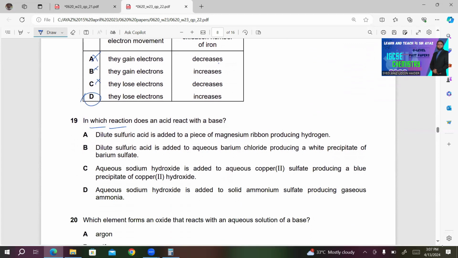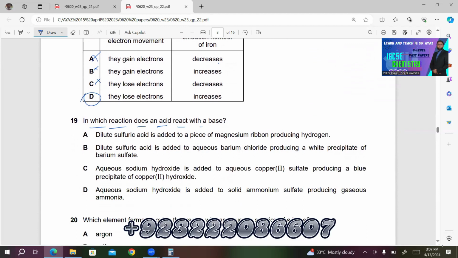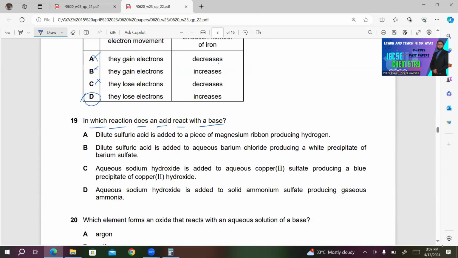In which reaction does an acid react with a base? A, dilute sulfuric acid is added to a piece of magnesium ribbon producing hydrogen. Now you have to recall the definition of base. What is the definition of a base? Proton acceptor.